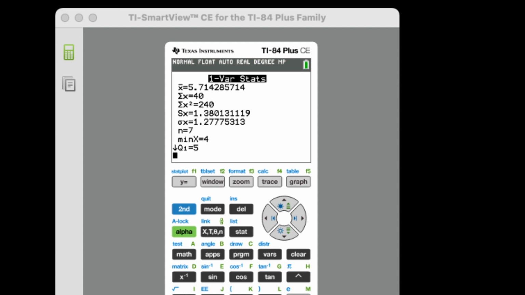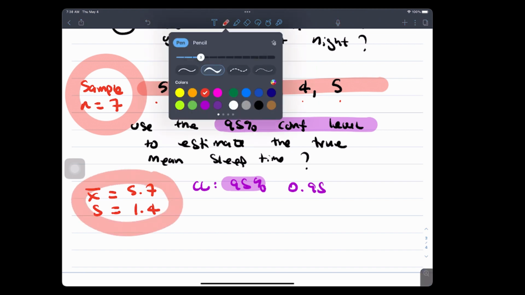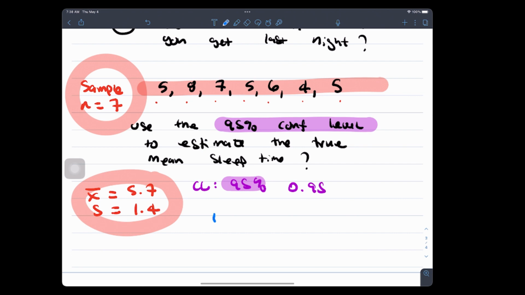So, ladies and gentlemen, you have all the information to use in your TI calculator because this is a small sample. What does the TI say to use? T what? Interval.